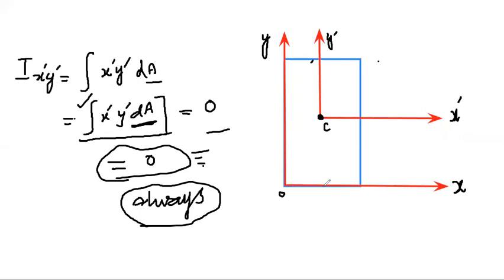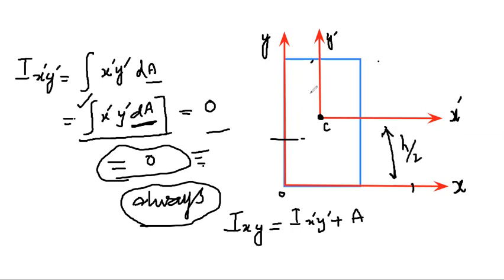What will be the product of inertia about any other system, like this xy system? The product of inertia about the xy system is equal to the product of inertia about the centroidal xy system plus area times the product of the distances between the two. This distance is equal to h by 2, and this distance is equal to b by 2. So this will be A into h by 2 multiplied by b by 2, by the parallel axis theorem for the product of inertia. This term is equal to 0, since the product of inertia about the centroidal xy system is 0.